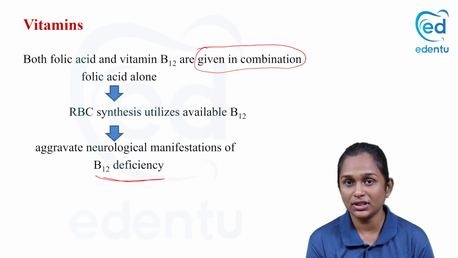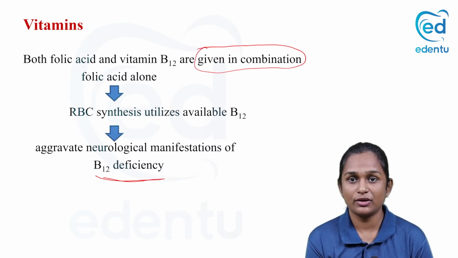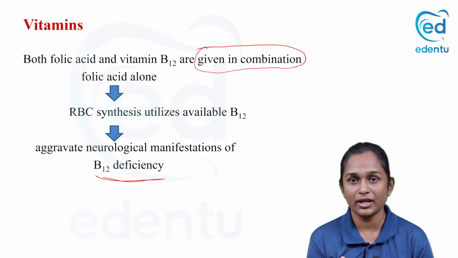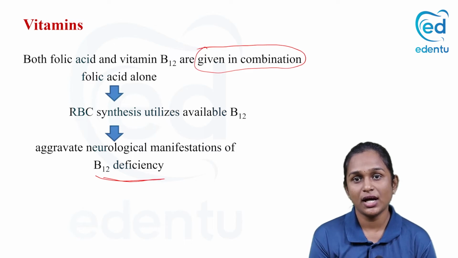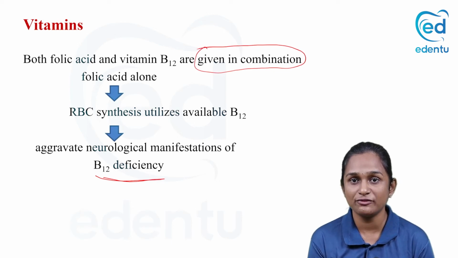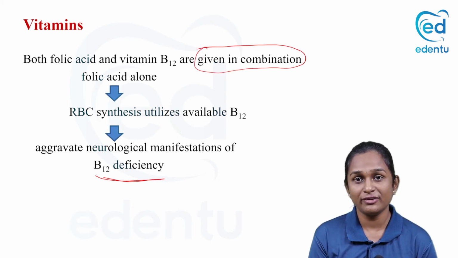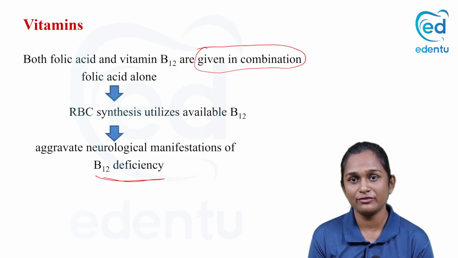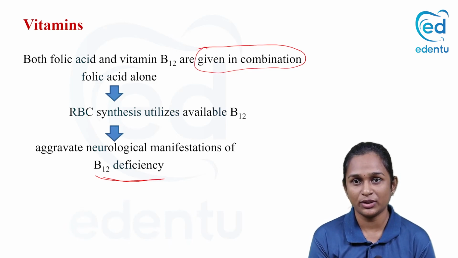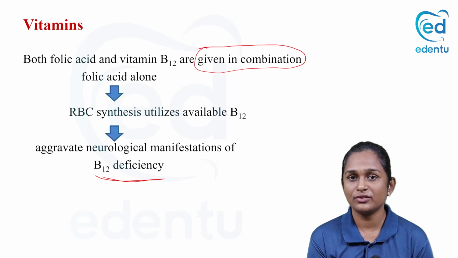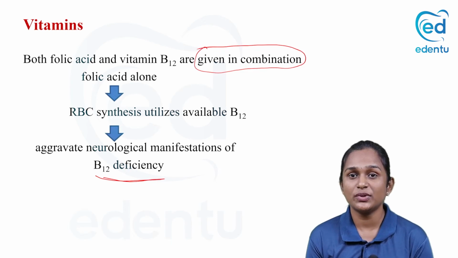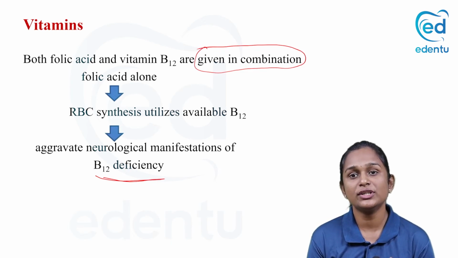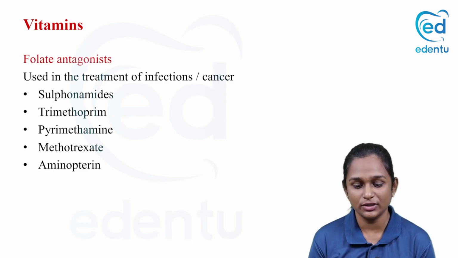When you give only B9, what happens? The RBCs will look bigger, right? Because of asynchrony in the maturation of cytoplasm and nucleus. So this RBC will try to utilize all the vitamin B12 which is available when you supplement only folic acid. So in that case, vitamin B12 will become deficient because you're providing folic acid. Whatever is available is utilized. So it will present as a B12 deficiency. Okay, so that's why we give both vitamin B9 and B12 together.